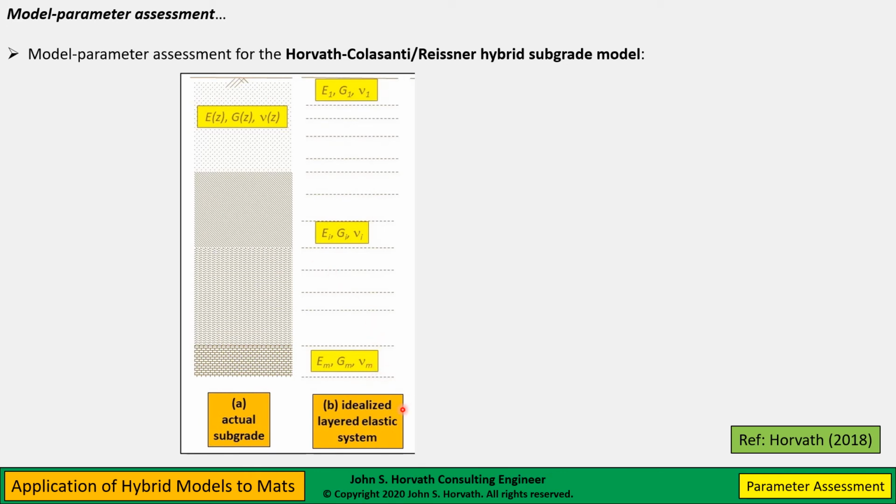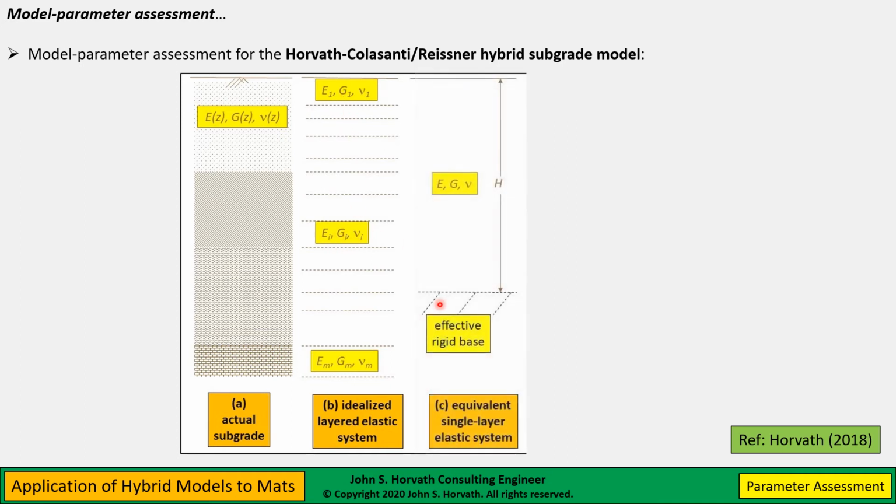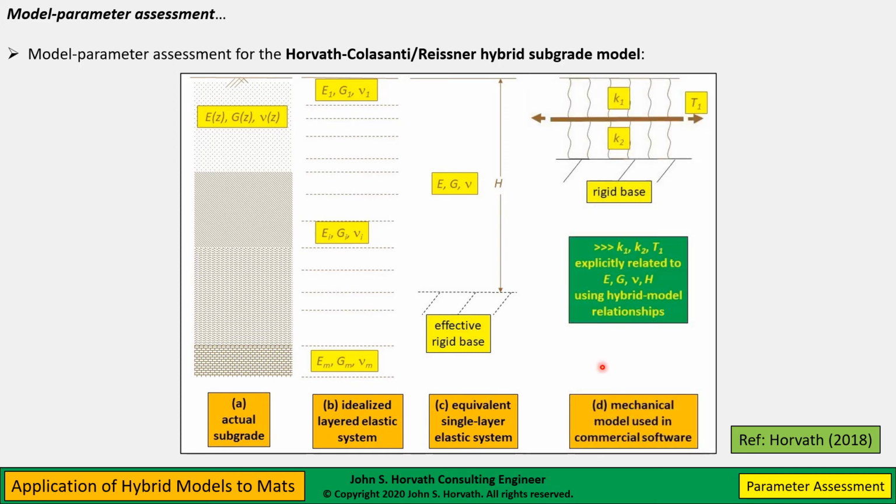You would then develop an idealized layered elastic system where you'd have some arbitrary number of artificial layers, where each layer had different elastic parameters. And then you would have to come up with an equivalent single layer elastic system. And that would have two components. It would have an artificial depth H to an effective rigid base, and it would have single valued elastic parameters. And I'll give you some guidance as to how to do this.